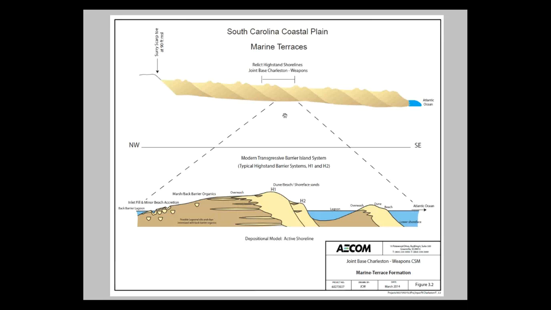Charleston Naval Weapons Station cuts across two of these kind of regressive, transgressive depositional environments, and there's also the depositional environment that is associated with the rivers and sediments and marshes that are being formed today. So that's going to form the basis of our characterization of the subsurface as we go on.